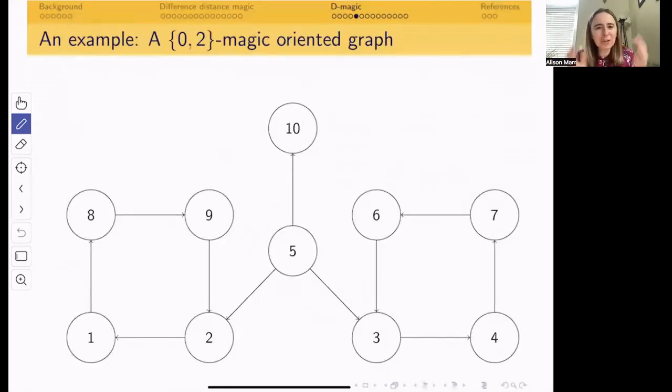And so here's a great example. This is a 0-2 magic oriented graph. So if you take any vertex here, this vertex, the things that are 0 away are obviously the label itself. There is nothing 2 away from this top vertex. So this total sum here is 10.